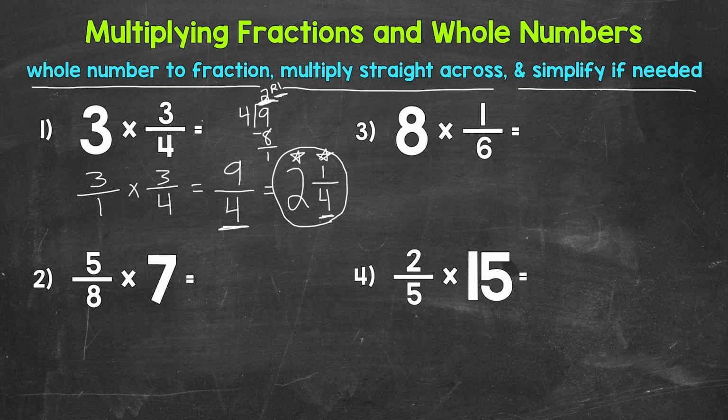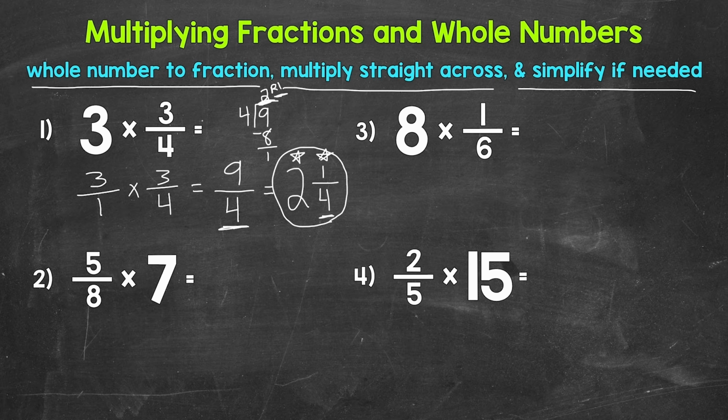Now, you may have noticed our answer is less than the whole number we started with, 3. That's because when we multiply by something less than 1, we get a smaller result. We end up with part of the whole number we started with. So anytime we multiply a whole number by something less than 1, our answer will be less than the whole number we started with. So just something to keep in mind.